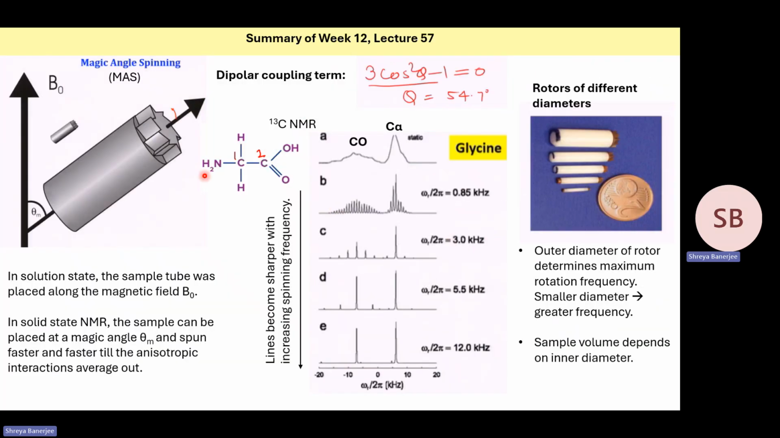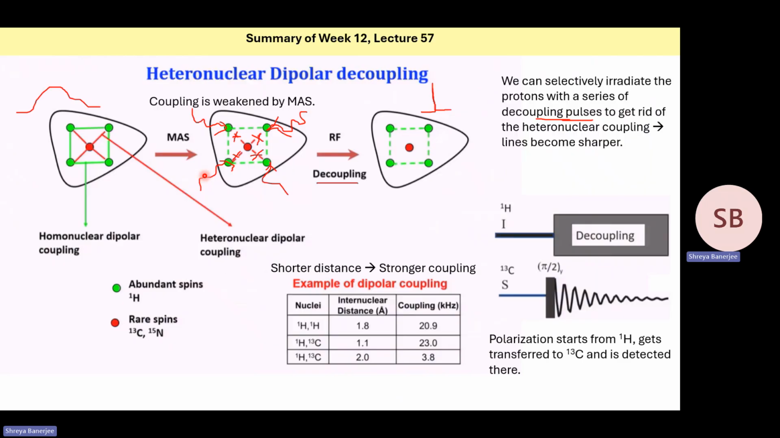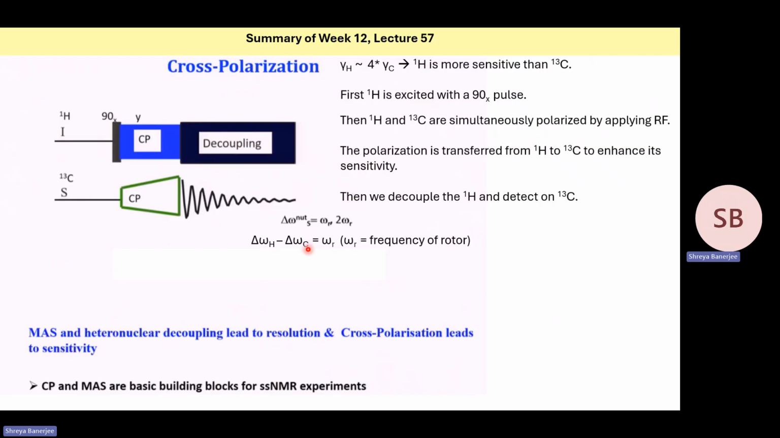What frequency should this rotor be rotating at? This frequency is set at omega r, the frequency of the rotor. We set it at delta omega h minus delta omega c. So if we set the frequency of the rotor at that value, then the cross polarization will lead to transfer of the polarization from hydrogen to carbon in order to enhance the sensitivity of carbon.